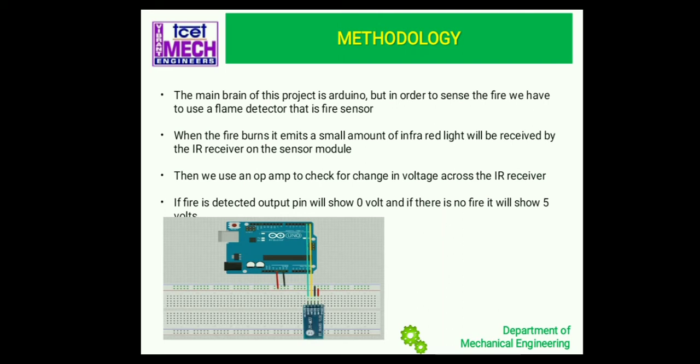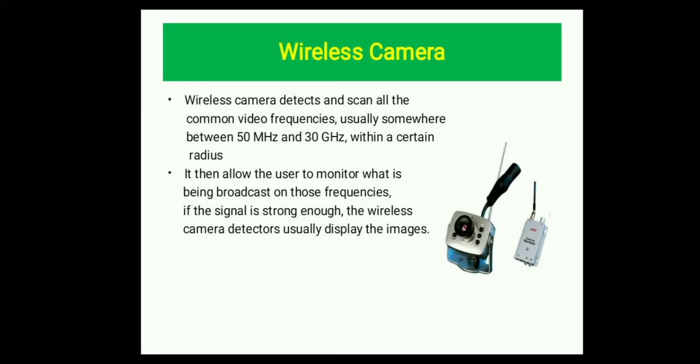Now, as you can see in the image on the slide, if the fire is detected, the output pin will show 0 volts, and if there is no fire, it will show 5 volts. Now we are also planning to install a wireless camera on the robotic thing that we are preparing.